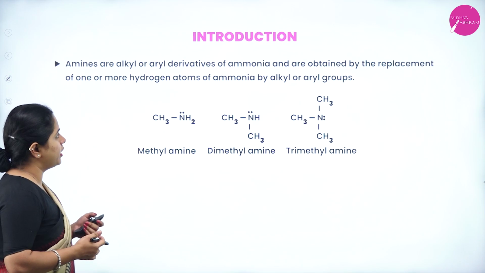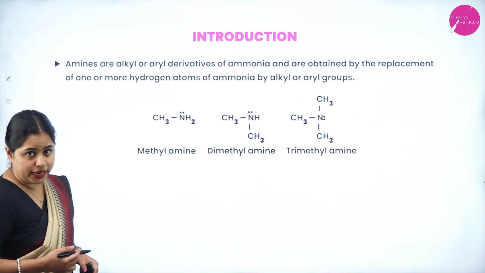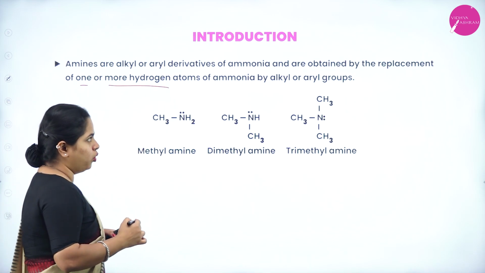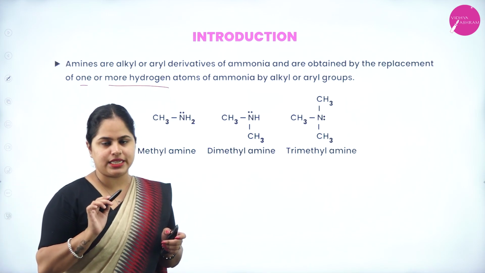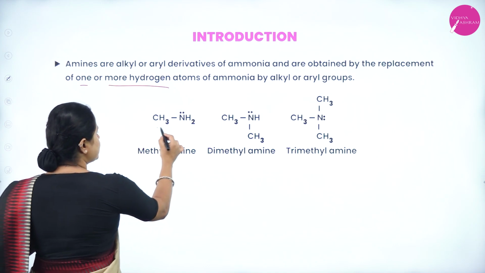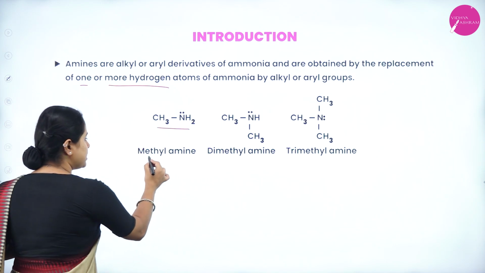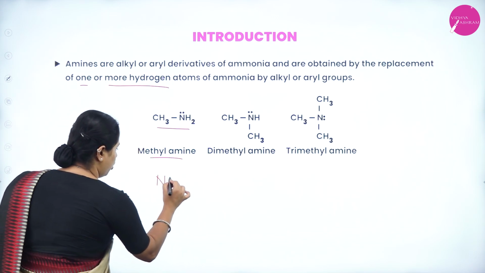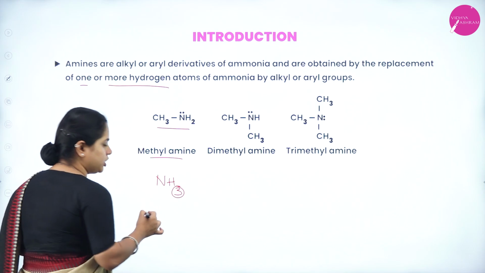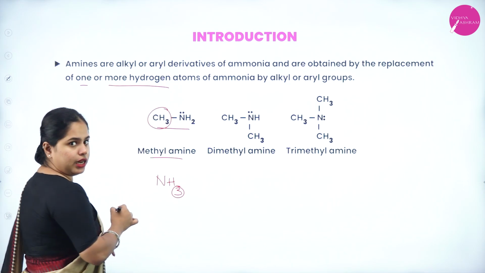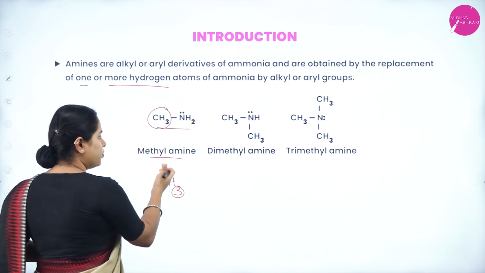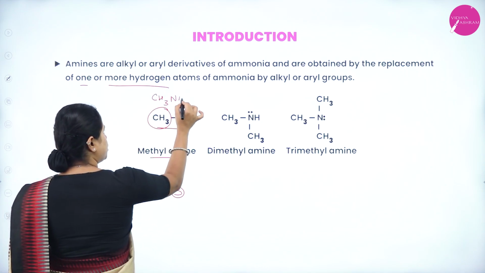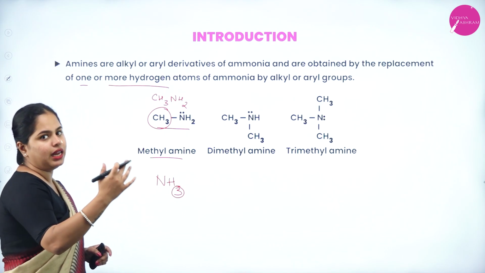Amines are alkyl or aryl derivatives of ammonia and are obtained by the replacement of one or more hydrogen atoms of ammonia by alkyl or aryl groups, as I have discussed before. So you can see CH3NH2, which is called methyl amine. How is this amine obtained? You have ammonia in which one hydrogen atom is replaced by a methyl group. So it was NH3 before, one H is replaced by CH3. So you will of course get CH3NH2, right? So this is called methyl amine.